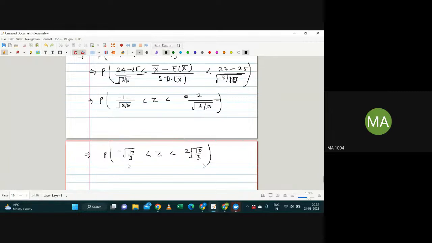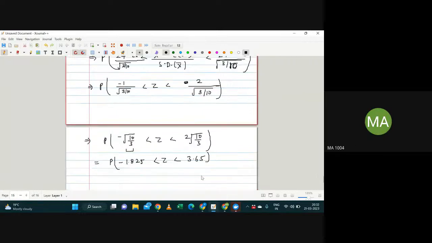What is this value? Anybody can compute? Minus 1.825. So 1.825, less than z, less than... what about this? 2 times 1.825, right? Yes, sir. It's 3.65.